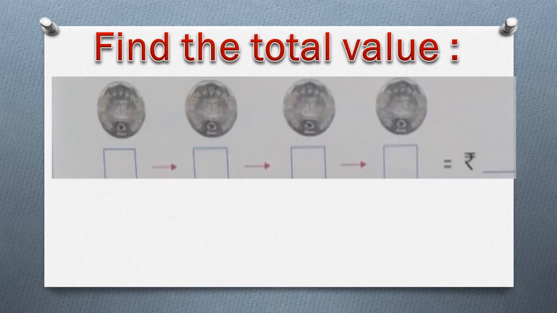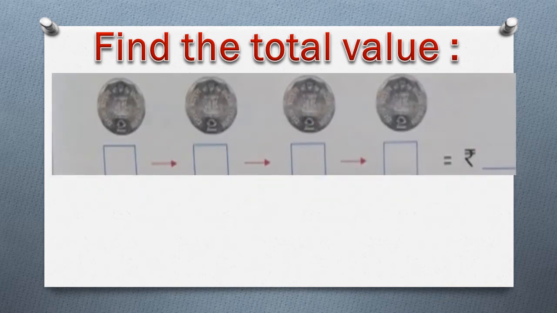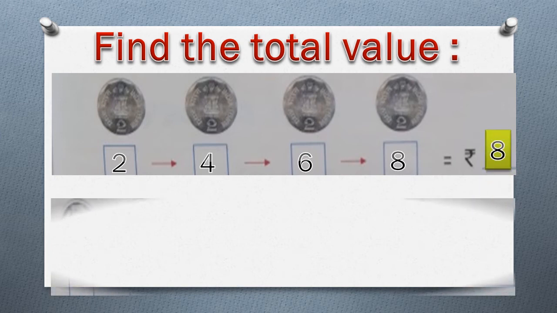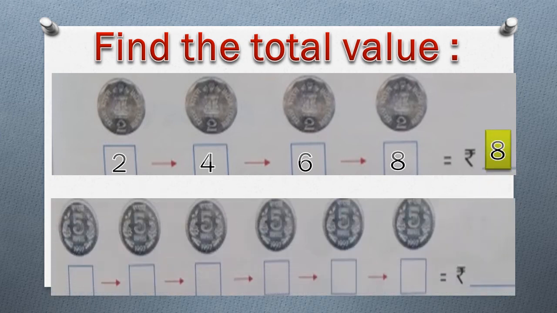Find the total value. There are 4 coins of 2 rupees. When we add all together, we get 8 rupees. See, 2 plus 2 equal 4. Then 4 plus 2 equals 6. 6 plus 2 equal 8. So, 8 rupees.